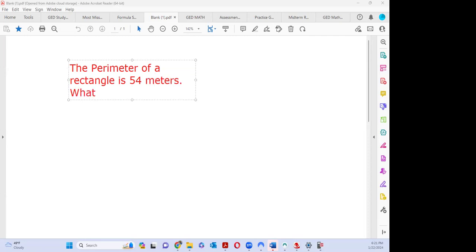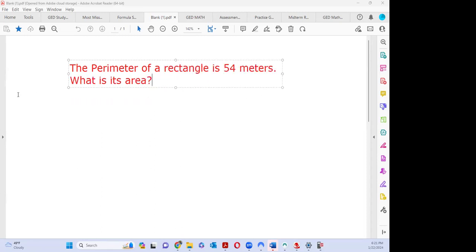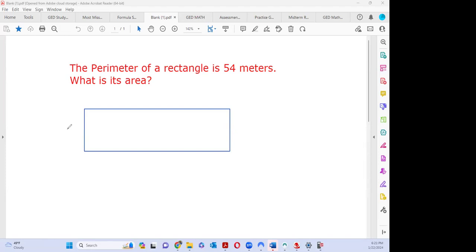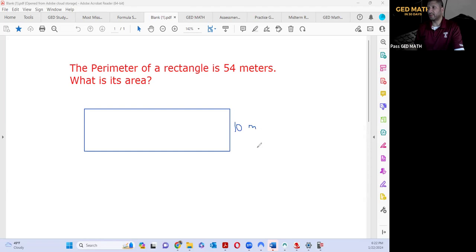This is what I was mentioning in the car. Did they give you a picture of the rectangle? Yeah, it gave me a picture of a rectangle. What are they giving you? On the right side of the rectangle, there's a line drawn showing the length, and it says 10 meters.